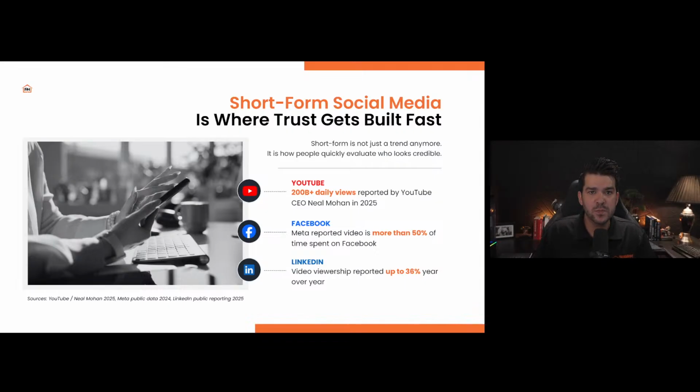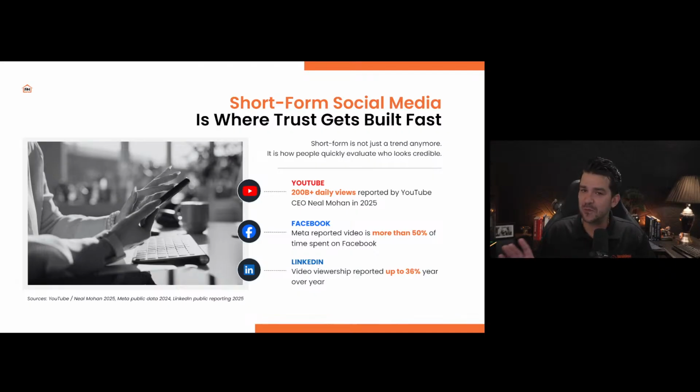And the platforms are telling us the same thing. YouTube Shorts has become one of the biggest short form platforms. In 2025, the YouTube CEO, Neal Mohan, said that Shorts average more than 200 billion views per day.